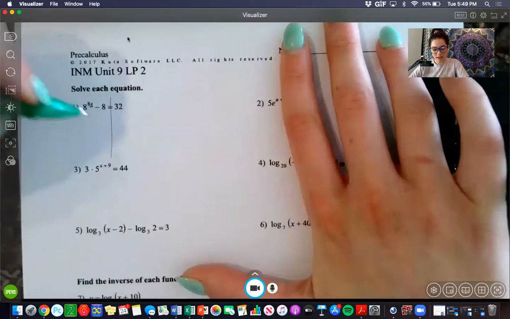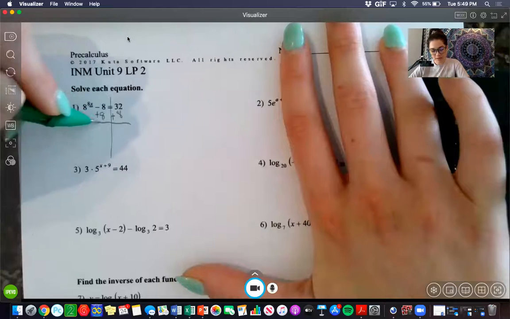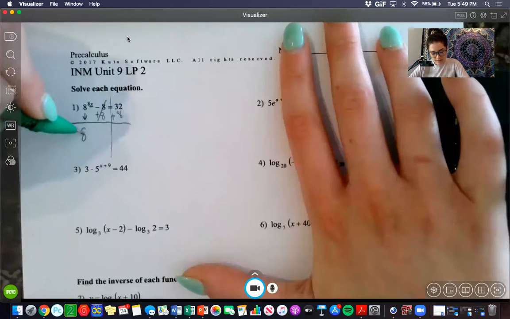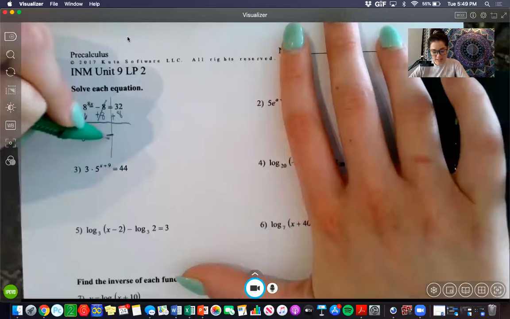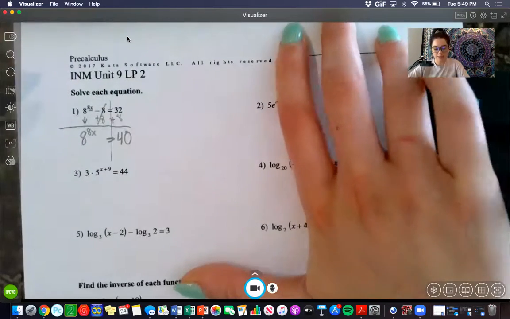So I'm going to start off by adding 8 to both sides. Remember, whatever we do to one side, we have to do to the other. These will cancel. I'm going to bring this whole thing down. 8x equals 32 plus 8 is 40. All right. So now looking at this.